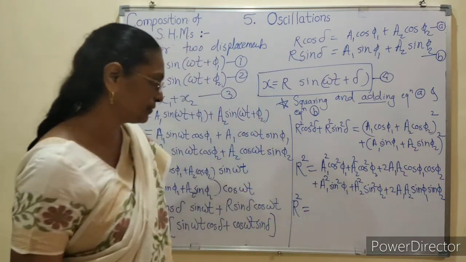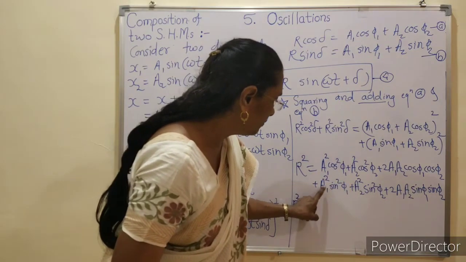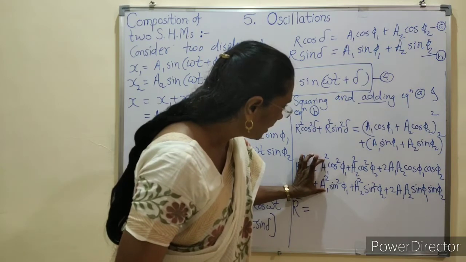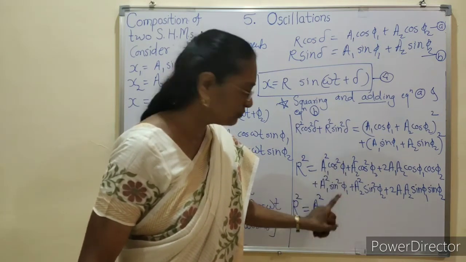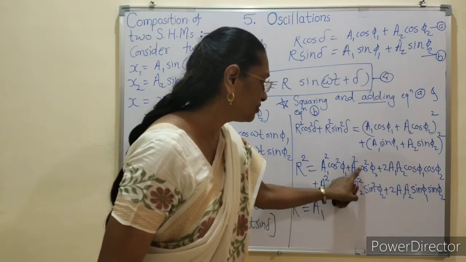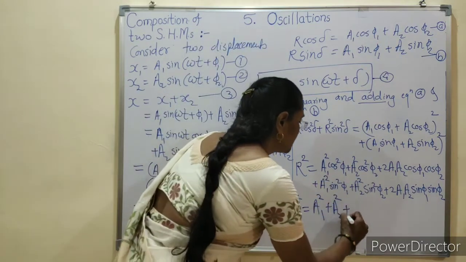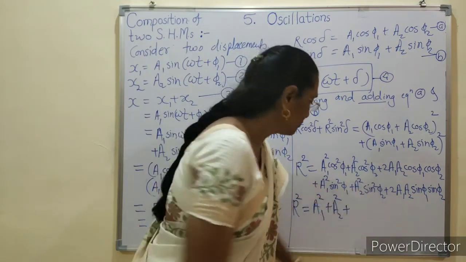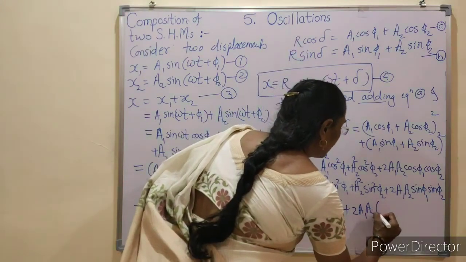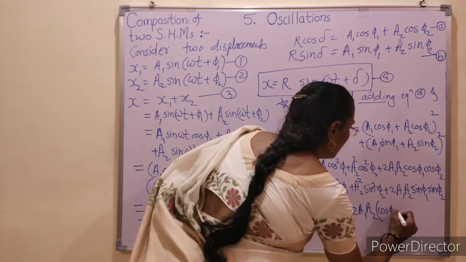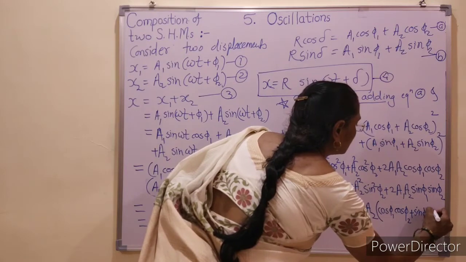The LHS is R square. It is equal to, we take A1 square cos square phi 1 and A1 square sin square phi 1. These two terms addition gives us A1 square, inside the bracket cos square phi 1 plus sin square phi 1, which is 1. Similarly for the second and fifth term we get A2 square common, cos square phi 2 plus sin square phi 2 is 1. For the third and sixth term, twice A1 A2 common, and we get inside the bracket cos phi 1 cos phi 2 plus sin phi 1 sin phi 2.